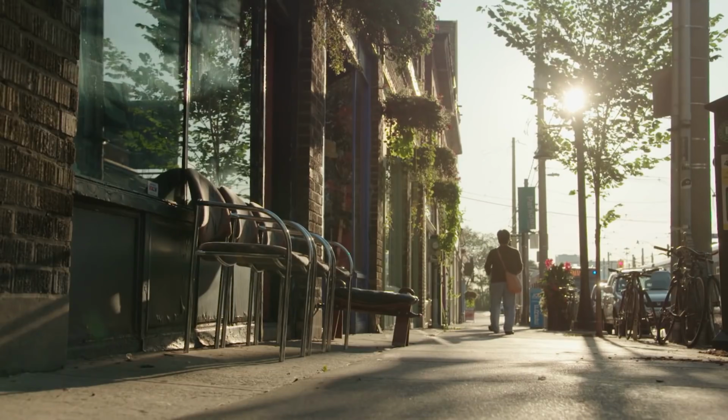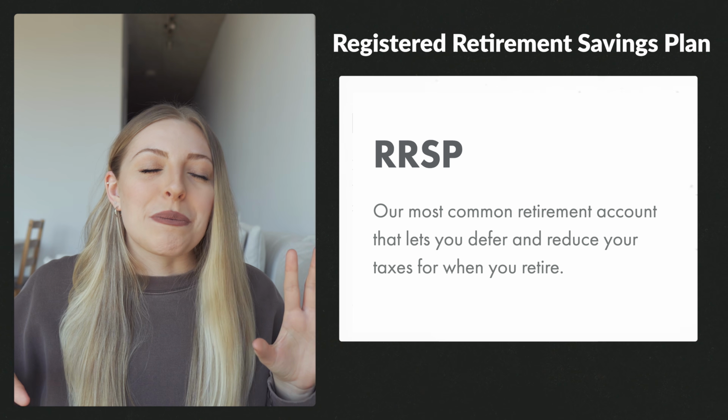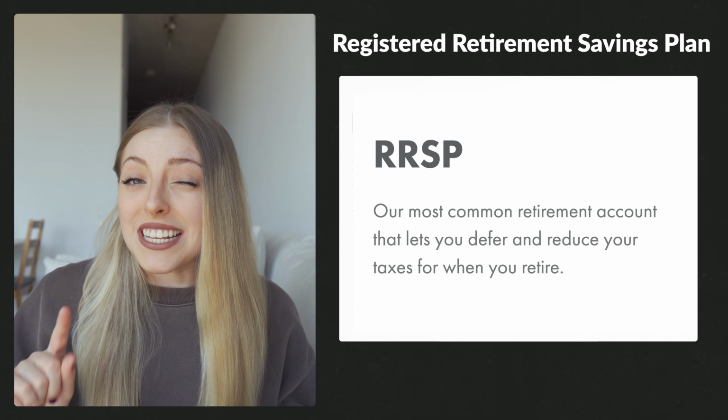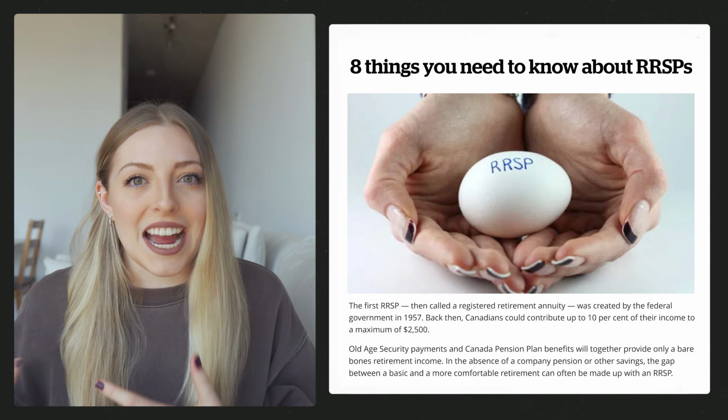So you want to have money for retirement. Love to hear it, because we're going to make sure you know everything there is to know about the Canadian Tax Advantage Retirement Account. We're breaking down the RRSP, or the Registered Retirement Savings Plan, which is an investment account that was introduced by the Government of Canada in 1957 as part of the Income Tax Act.